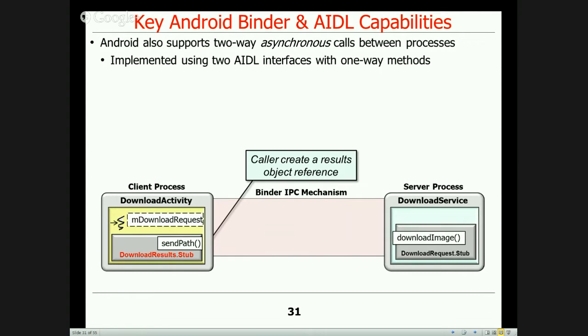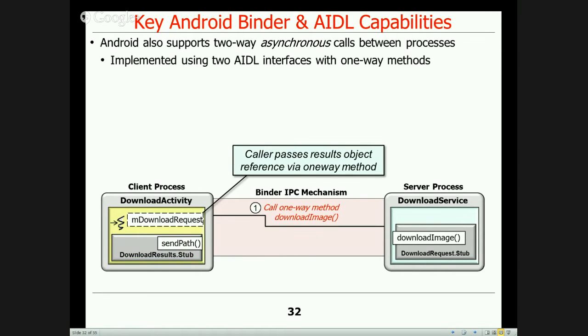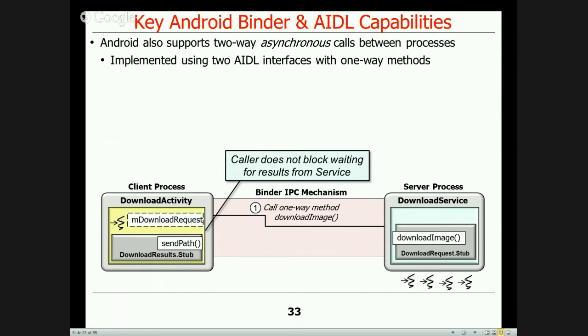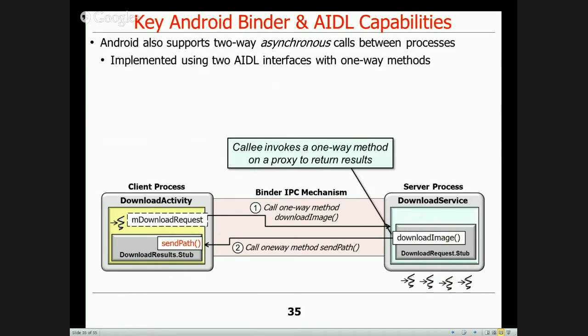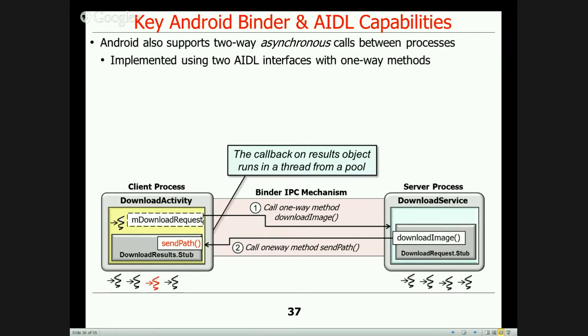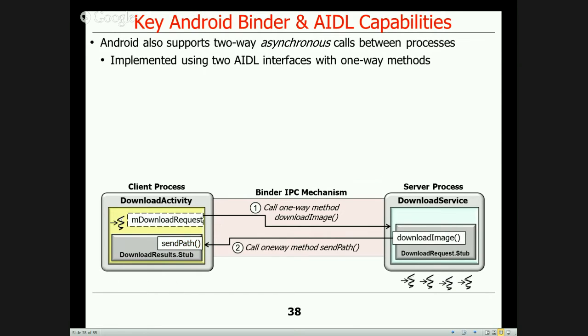So now that we understand that, we can show the way this works. The caller will create a results object reference, and it'll pass the object reference via the one-way call along with any other parameters. That does not block the client. The callee method then executes asynchronously in a thread, and when it's done, it sends the result back, and that comes back in a separate thread. By the way, the callback does not block either, and then a thread will be selected to run the results back in the client activity.